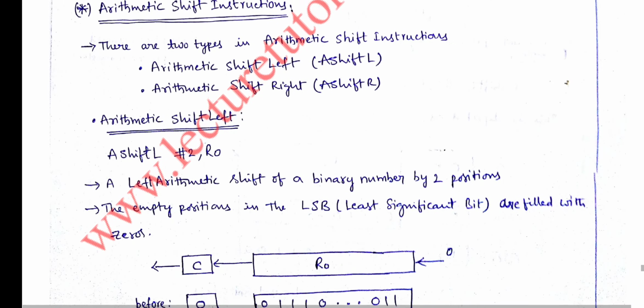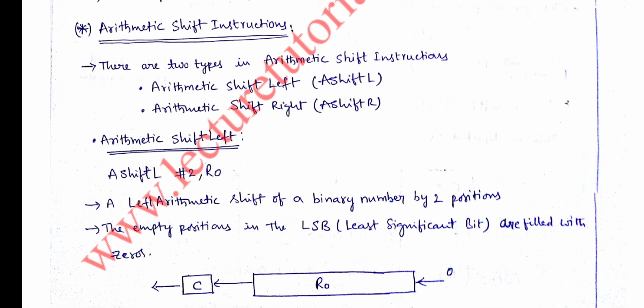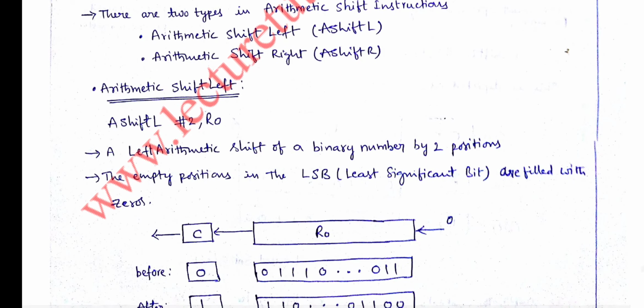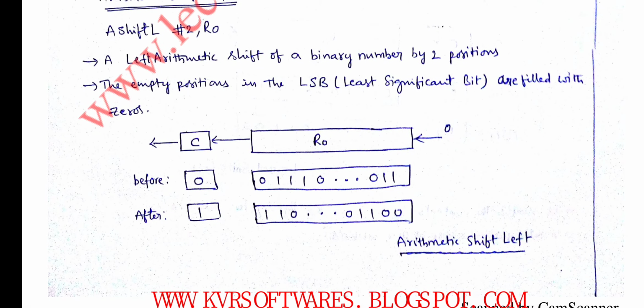Next, arithmetic shift instructions. There are two types of arithmetic shift instructions, right? Once again, just as with logical shift left and logical shift right, arithmetic shift instructions also have two types. One is arithmetic shift left and the second one is arithmetic shift right. First one, arithmetic shift left: AShiftL #2, R0, where A means arithmetic.